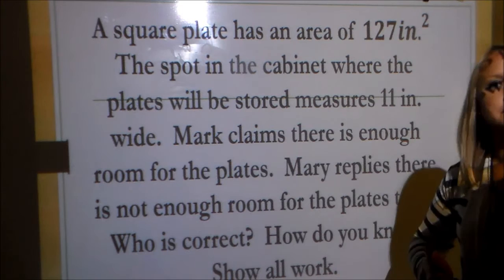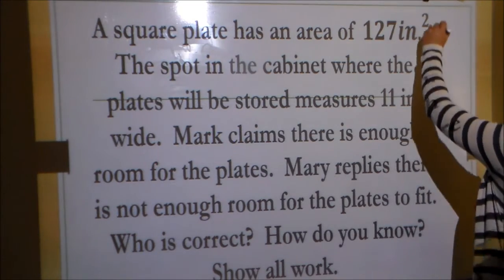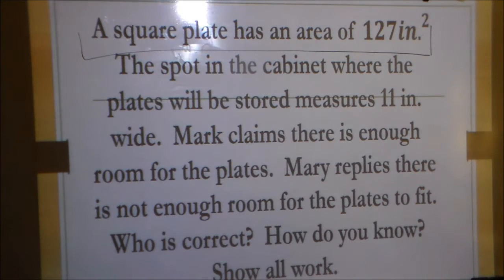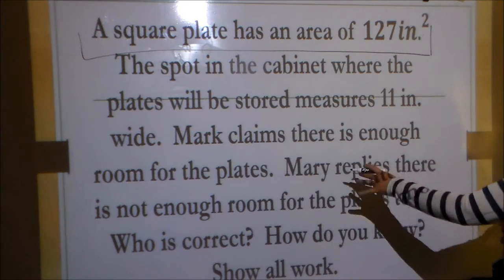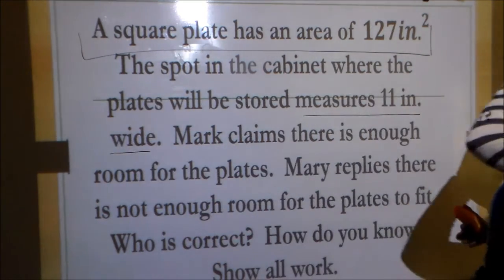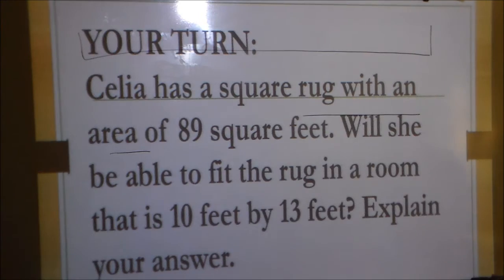A lot of times we see word problems and we get very freaked out very easily because there's just so much information. So let's break it into two pieces. We know that the plate is a square, so that's going to be our first piece of information. And we also know that there's a cabinet where these plates will be stored, and those are 11 inches wide. So let's work with that information first, and then we'll come back to Mark and Mary and what they believe after that.